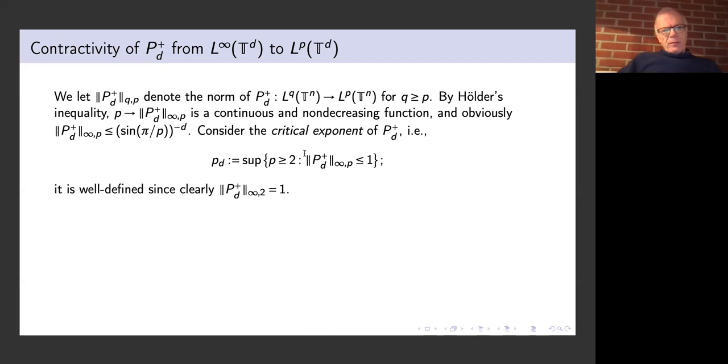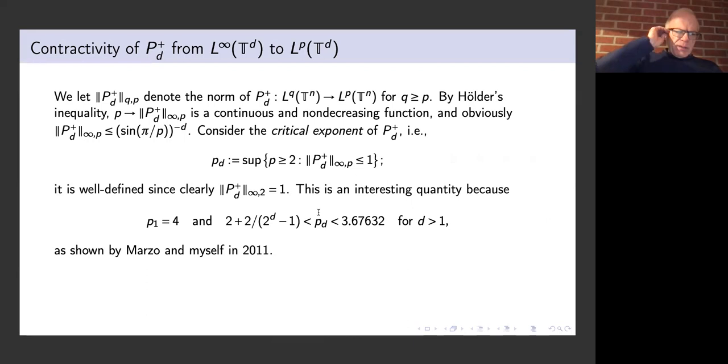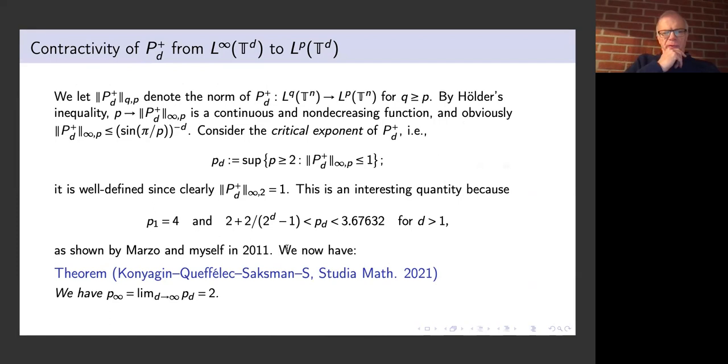I started looking at this about 10 years ago, with Joaquim Ortega-Cerdà. What we found was that in dimension one, the critical exponent is exactly 4. For higher dimensions, we could prove that it was actually less than four, and we could say something about how quickly it could tend to two. Then the problem remained for some years, but now in this four-author paper, we managed to show that in fact p_d goes to two when d goes to infinity. So p_infinity is equal to two.